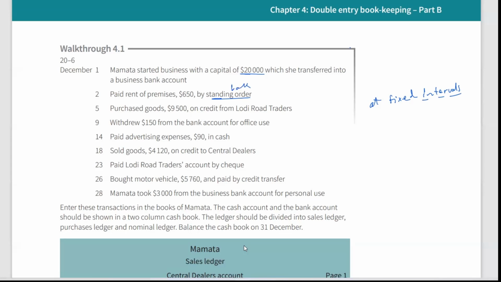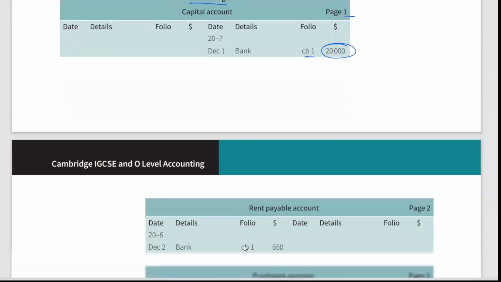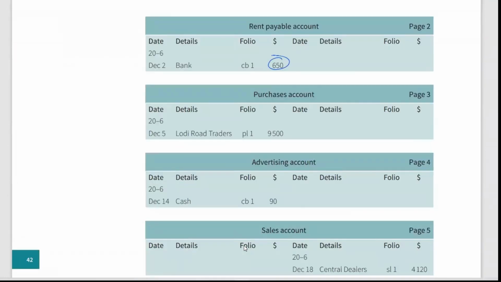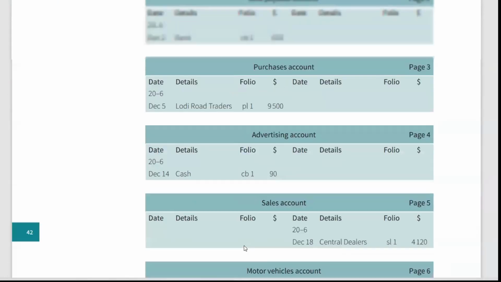So the point is, it's a bank payment. It's paid out of bank. Paid rent of premises by standing order means by bank. So what's going to happen? Your rent of premises account, or rent payable account, where is it? It should be in a nominal ledger, of course. Rent payable account 650 debit. By nature, expenses are debited when paid, and bank account will be credit. If you go to the bank account, see rent payable credit. Is that clear, Musab? Yes, sir.